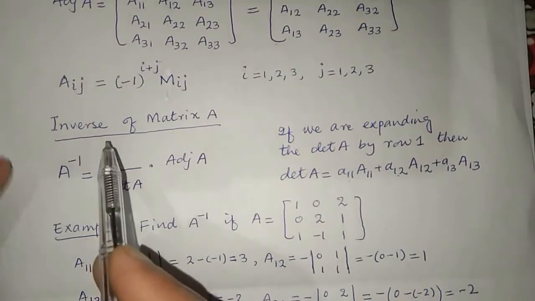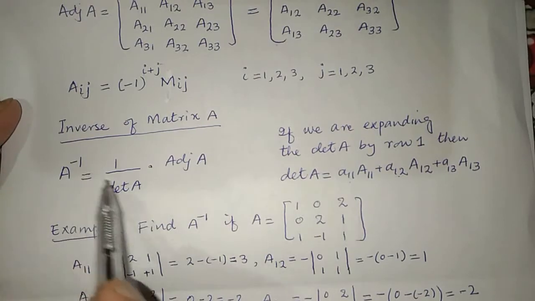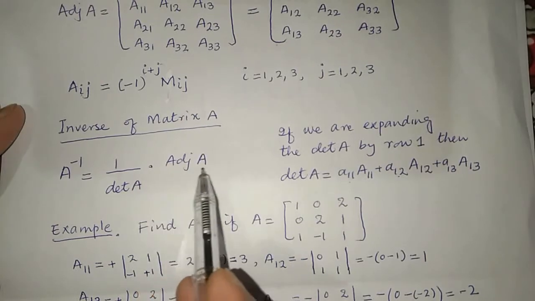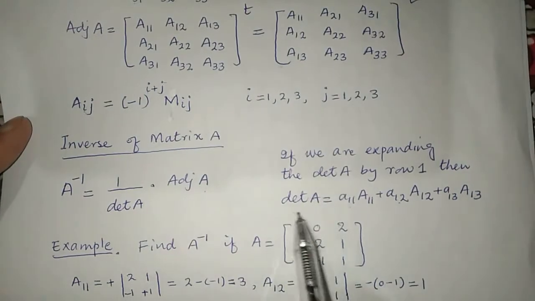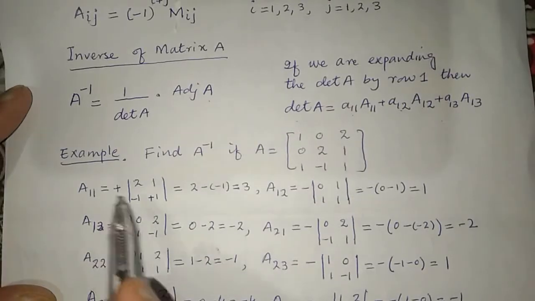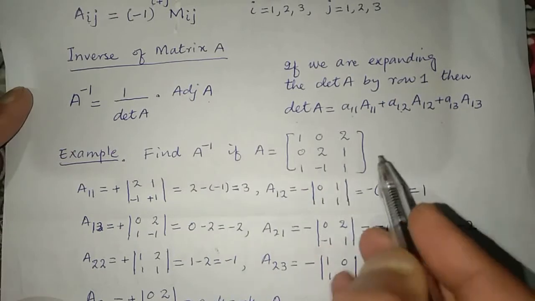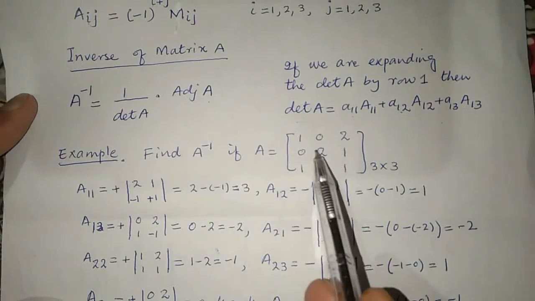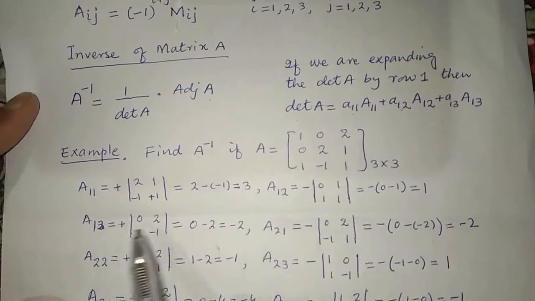So how can we find the inverse? The inverse formula is: A inverse is equal to 1 over the determinant of A, multiplied by the adjoint of A. The adjoint we can find by this method and the determinant by this method. So let's see the example. Find A inverse if A is a given 3 by 3 matrix, a square matrix of order 3: 1 0 2, 0 2 1, 1 -1 1.